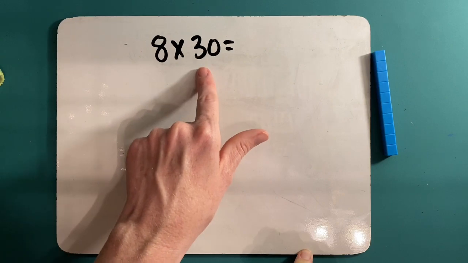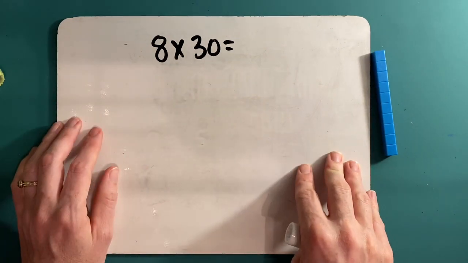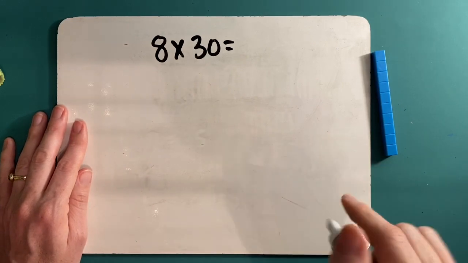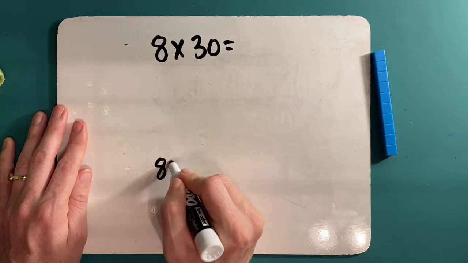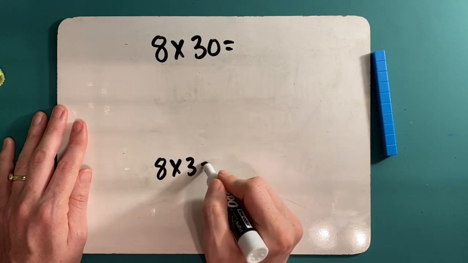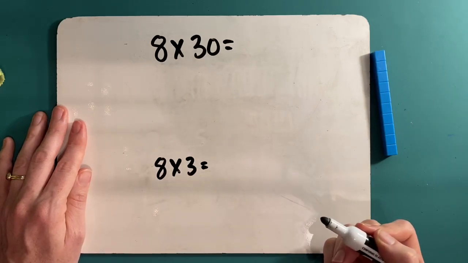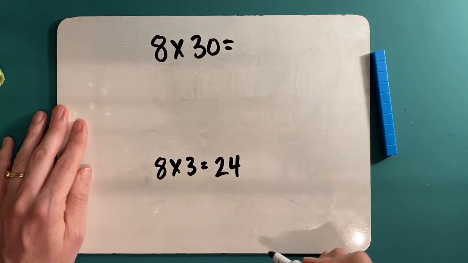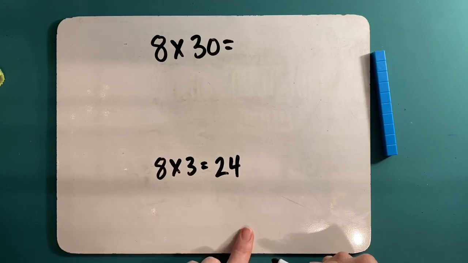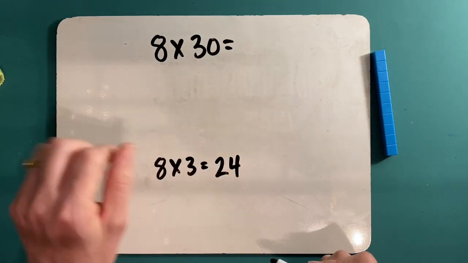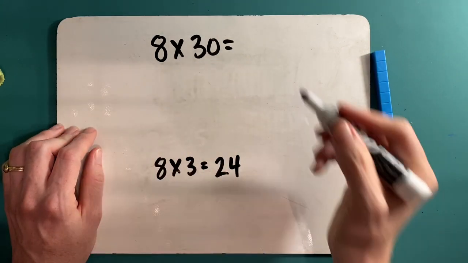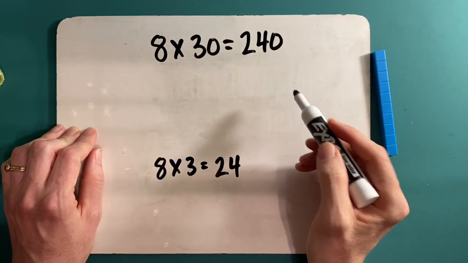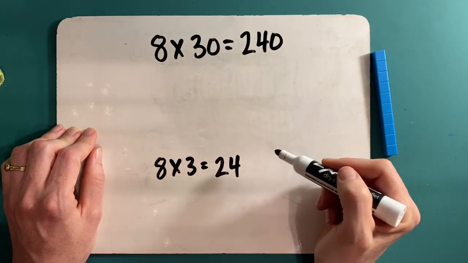Okay, let's do another one. 8 times 30. What basic fact can you use to solve 8 times 30? You can use 8 times 3. And what does it equal? 24. So if 8 times 3 equals 24, what is 8 times 30? 240, or 24 tens.